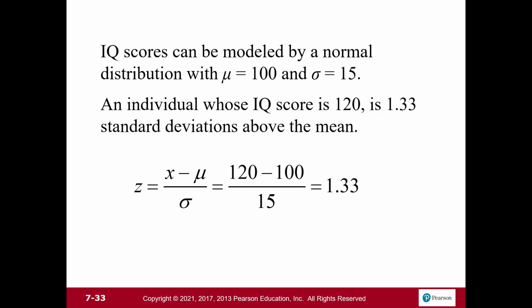All right, so here's a question. It says IQ scores can be modeled by a normal distribution with mean 100 and standard deviation 15. An individual whose IQ is 120 is 1.33 standard deviations above the mean. So 120 is the score, and 1.33 is the standardized score, that's the z-score, which is the number of standard deviations it is away from the mean.